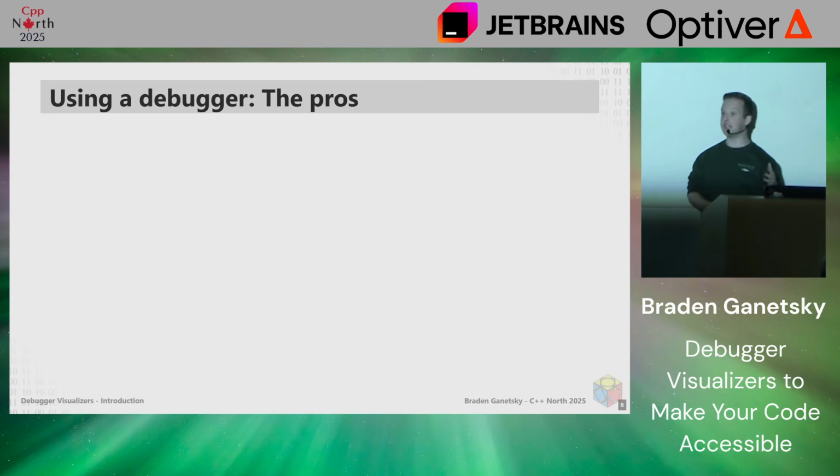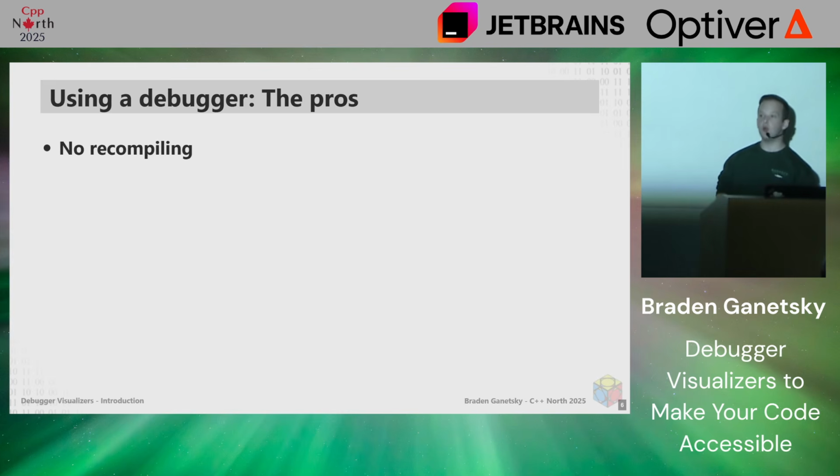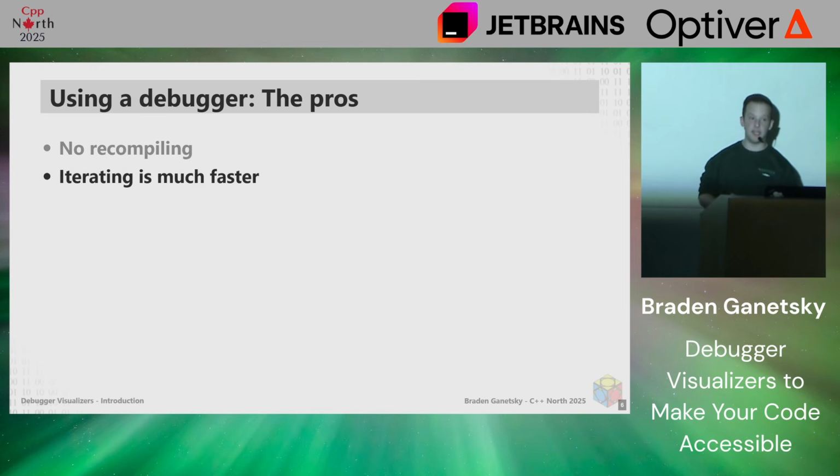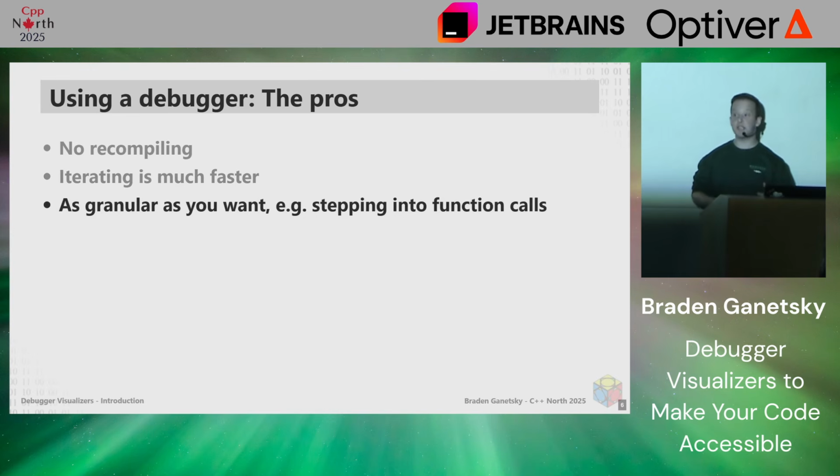So here are the pros that I find of using a debugger. No recompiling. Or, I'll correct that, you recompile at most one time, but in the steady state, when you're iterating, there's no recompiling, right? You recompile once for symbols, and that's really all you need. And that's at most once, because you might have to recompile 0 times for symbols, depending on your toolchain, or depending on what you've been doing recently. So iterating is much faster, and you can get as granular as you want.